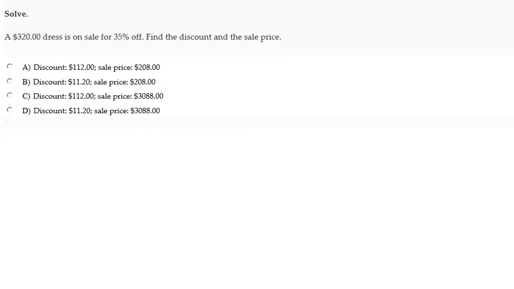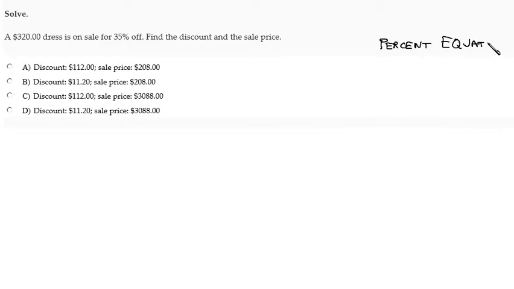Solve. A $320 dress is on sale for 35% off. Find the discount and the sale price. Well, we're going to use an application of math known as the percent equation.